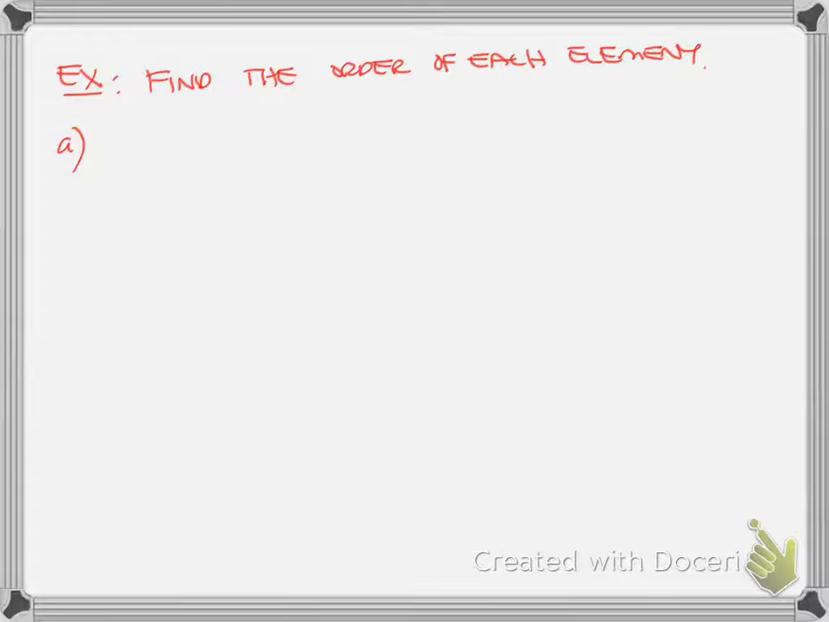Okay, so find the order of each element. Let's look at A. (9, 18) in Z12 cross Z60. Okay, now this is still going back to chapter 4. So we're trying to find the order of each element, and it's the least common multiple of the orders of the elements themselves, right? So we need to find the order of 9.